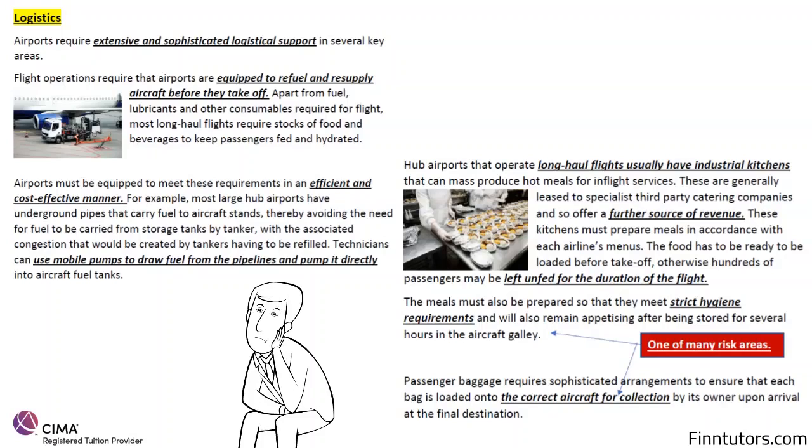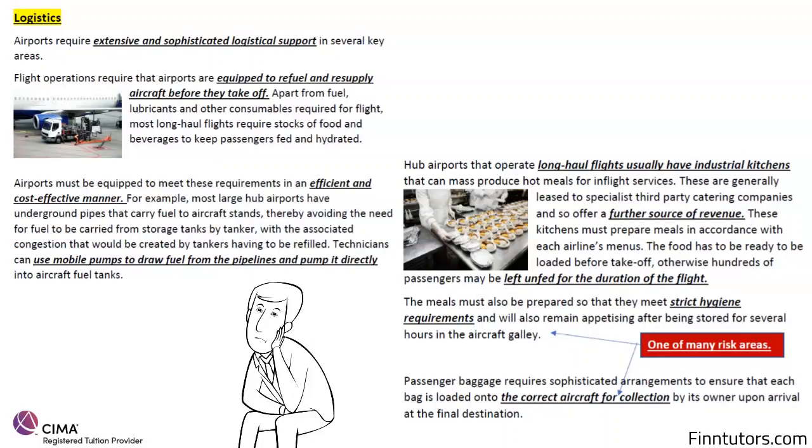Next, hub airports that operate long haul flights usually have industrial kitchens that can mass produce hot meals. So, on site itself, you'll have industrial kitchens. These are generally leased to specialist third party catering companies and so offer a further source of revenue. What you do is you make that kitchen space available, you lease it out to a third party, and then you offer that food to airlines. So you are opening up another source of revenue for you.